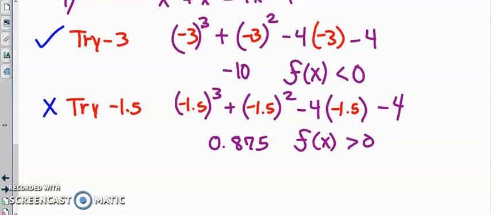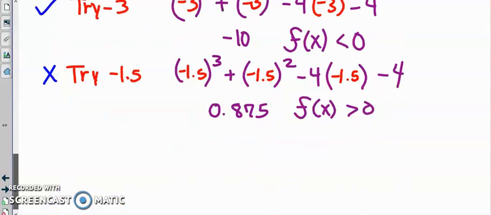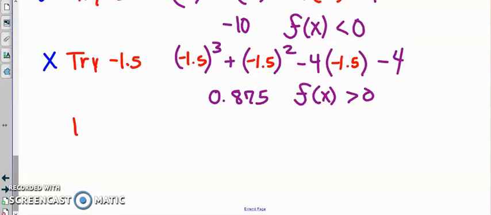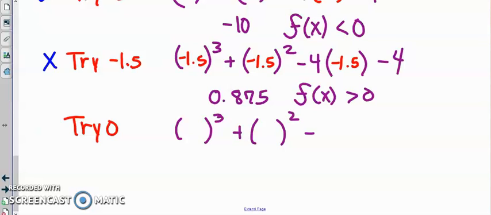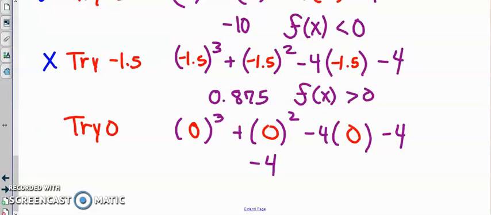I have to say 0, right? Yep, I said try 0. All right, so we're going to try 0 in this, and that should be something that's very quick, because you can look at it really quick and tell me what the answer is. So that's -4. And so again, this is f of x is less than 0, because it's a negative number. So that's going to be part of our solution set.